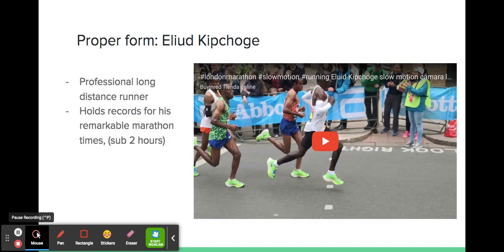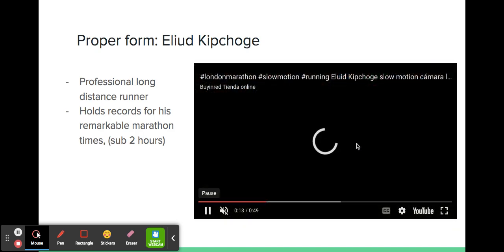Okay, so I decided to compare my athlete's running form with this professional long distance runner, Eliud Kipchoge. He holds records for his marathon times, which are under 2 hours. He's like broken records and stuff. So he's like a pretty reliable person to compare.